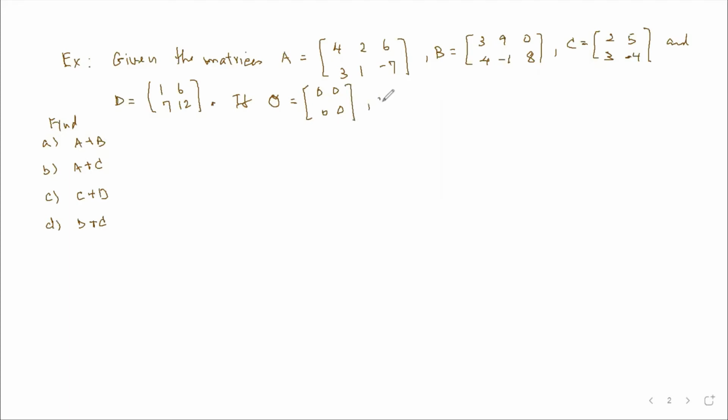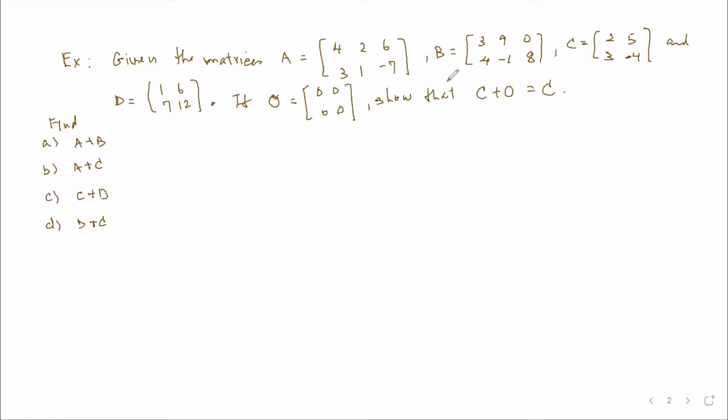And then they say shows that matrix C plus matrix O equal to C. Okay, so now we start to do this example.